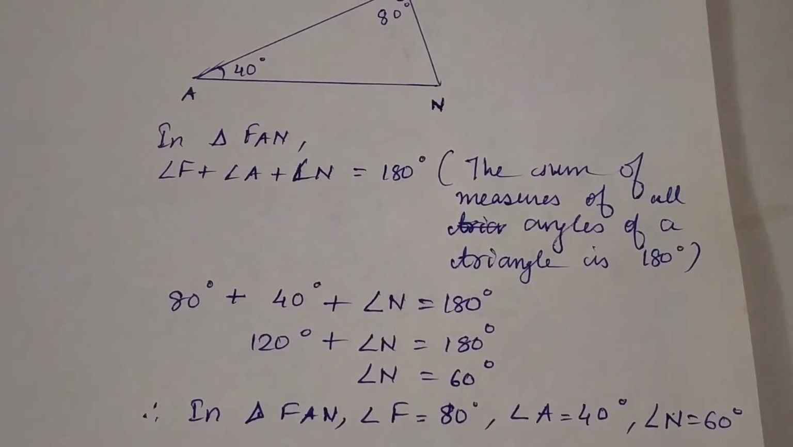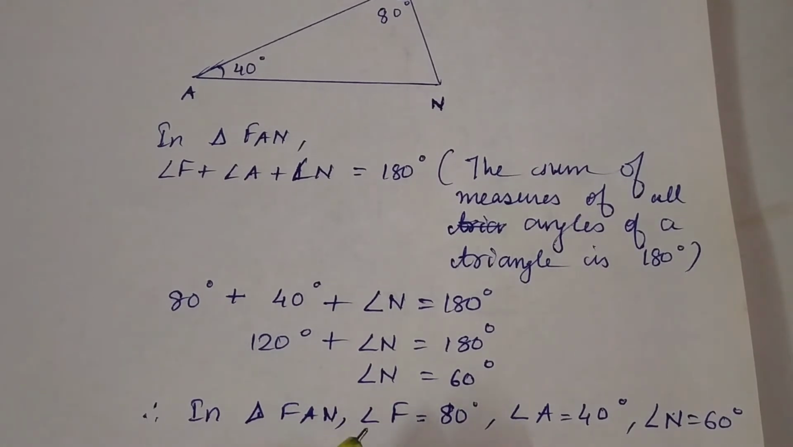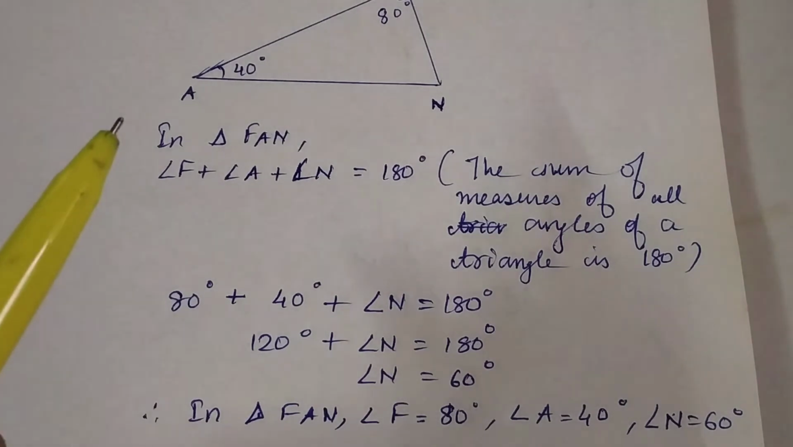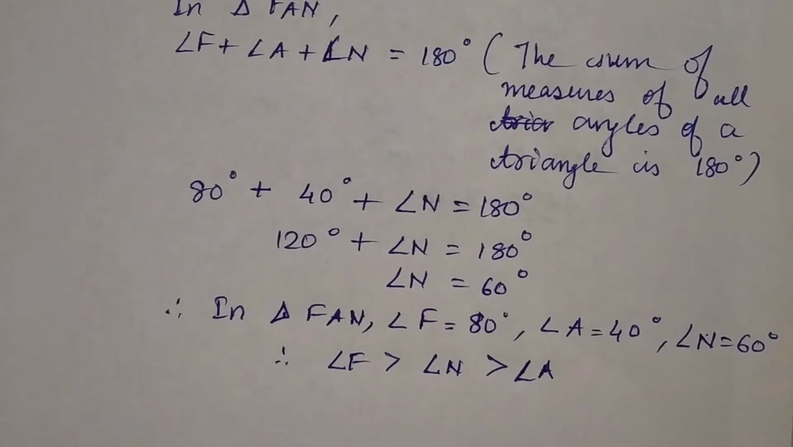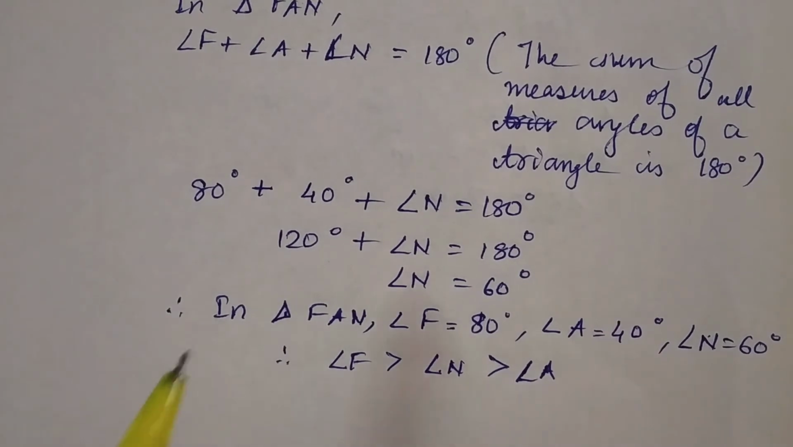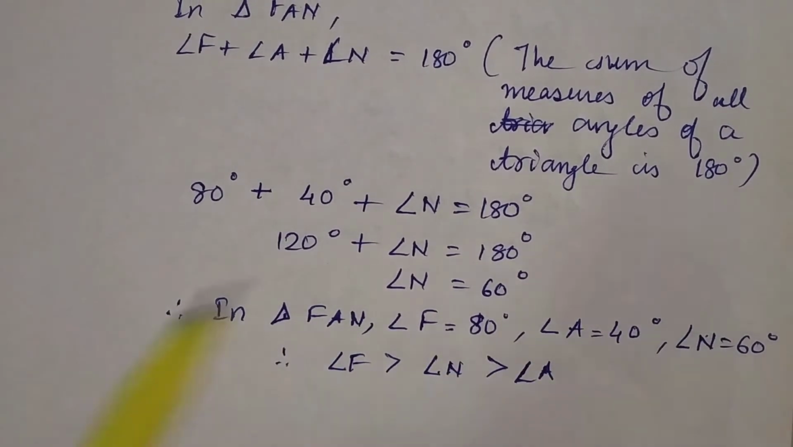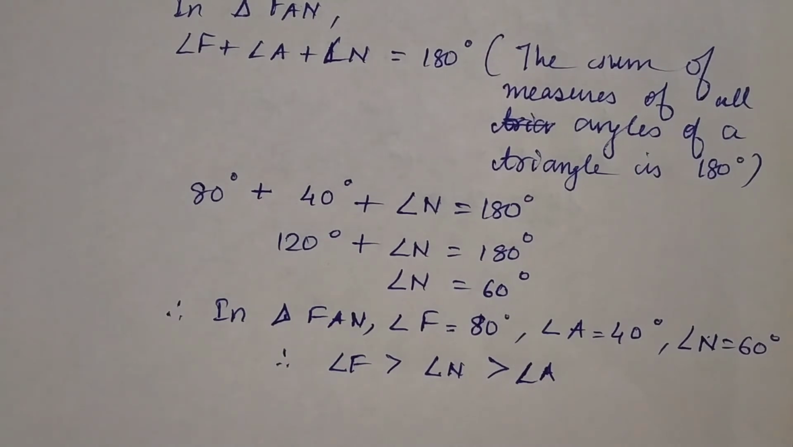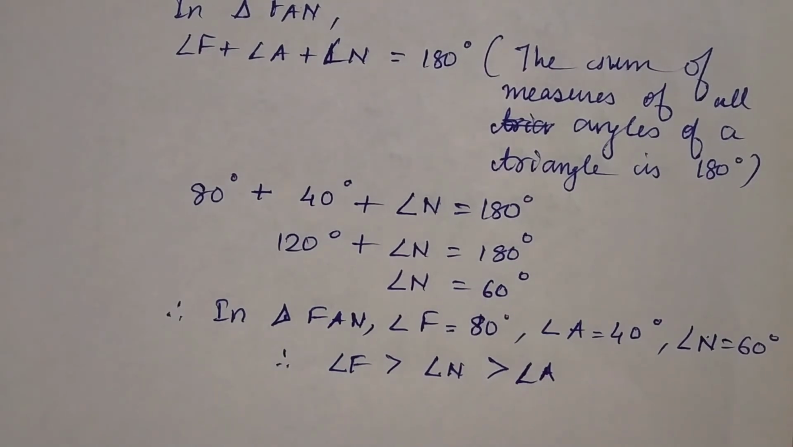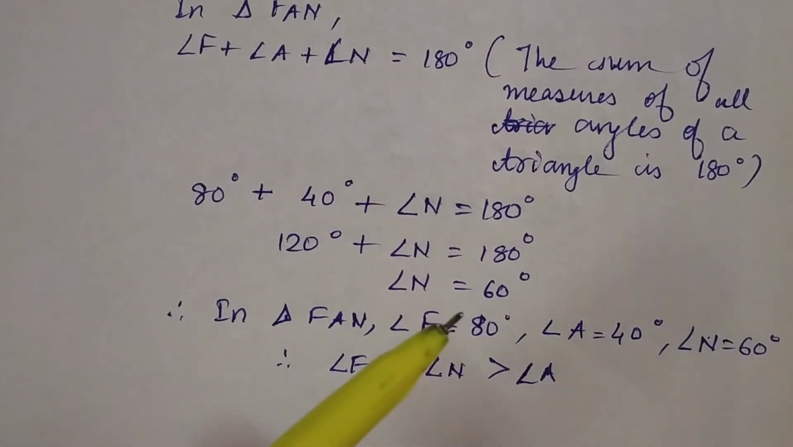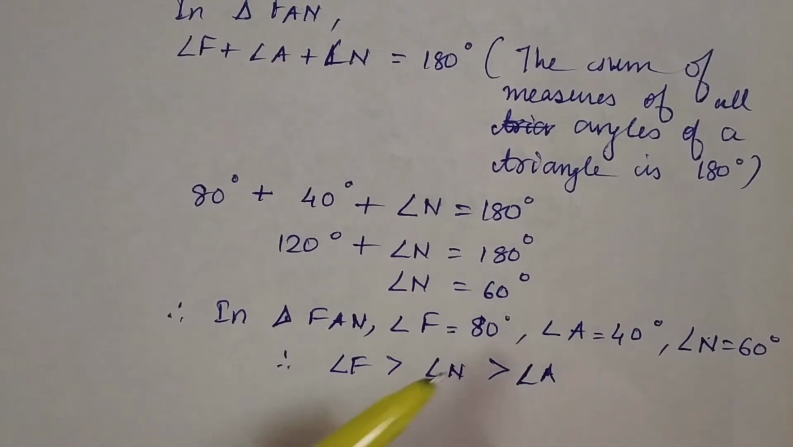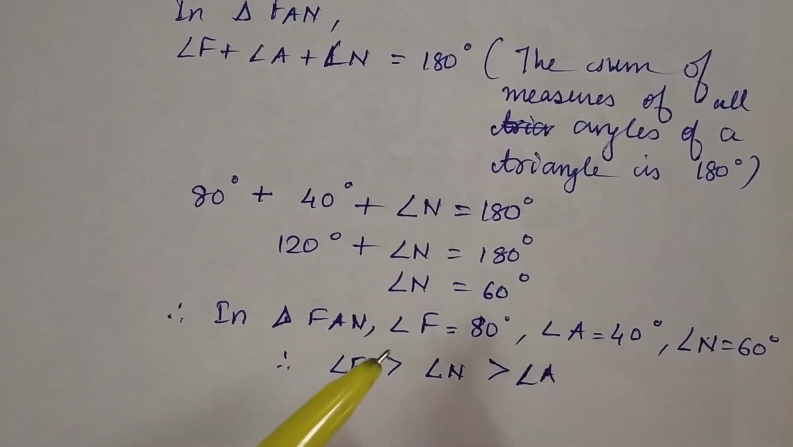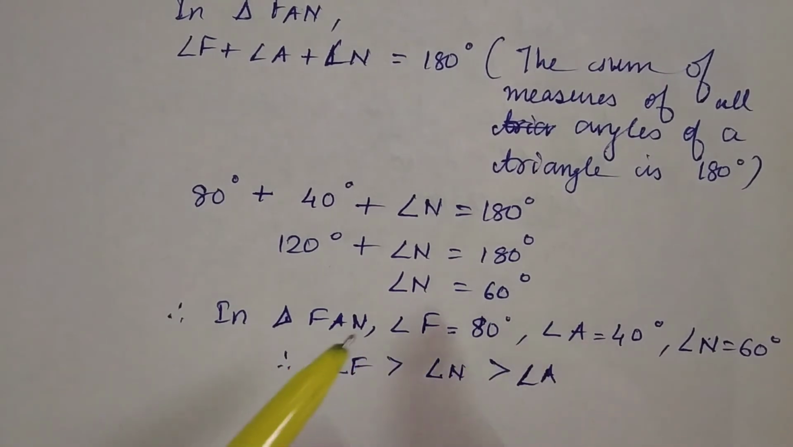Now after this, I write down: in triangle FAN, angle F is 80 degrees, angle A is 40 degrees, and N we have just found out, which is 60 degrees. Then we are going to arrange them in descending or ascending order. Here we see angle F is 80, then 40, and then 60. So I arrange it in descending order, writing the greatest angle first followed by the smaller ones. In 80, 40 and 60, 80 is greater, therefore angle F comes first. 60 comes next, so angle N, and then 40, therefore angle A.